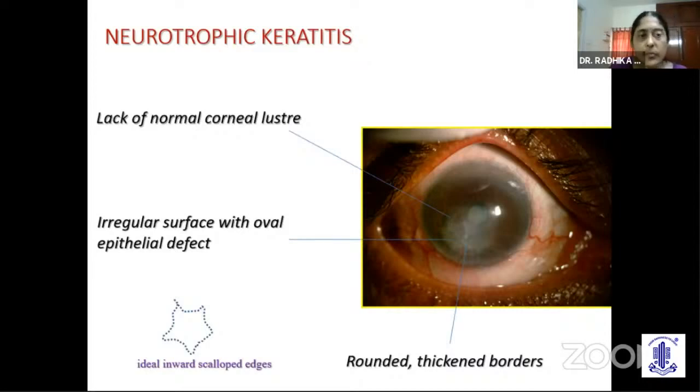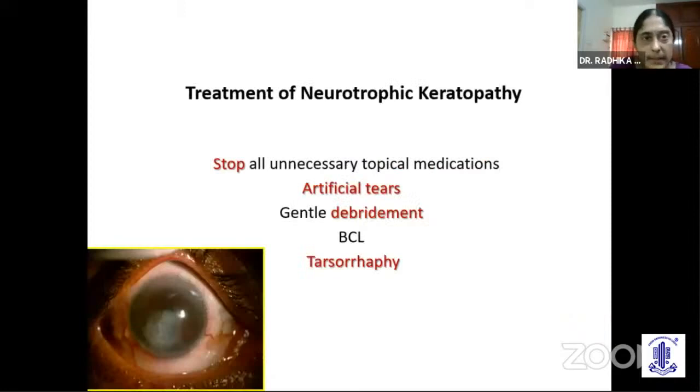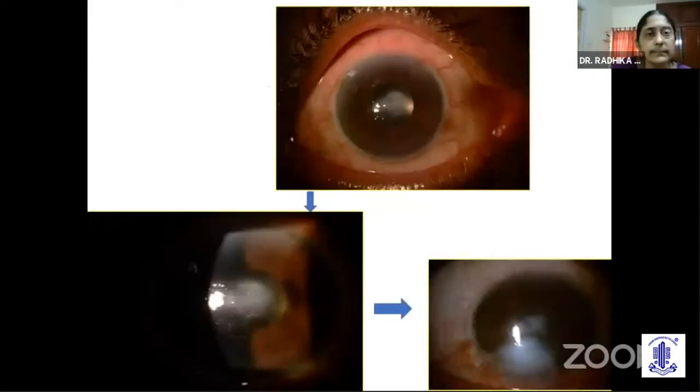You can see my beautiful artwork below which shows what nice healing epithelium should look like. The convexity of the healing fronts should be facing inward, but this ulcer has got rounded and thickened borders. You must be aware of it because otherwise you'll keep on pumping toxic antiviral medication and worsen the problem. So how do you treat neurotrophic keratopathy? Stop all unnecessary topical medication and use copious lubricating eye drops, gentle debridement of the edges, not so much for diagnosis, but to freshen up the epithelium to heal well, and then you could also do a tarsorrhaphy.